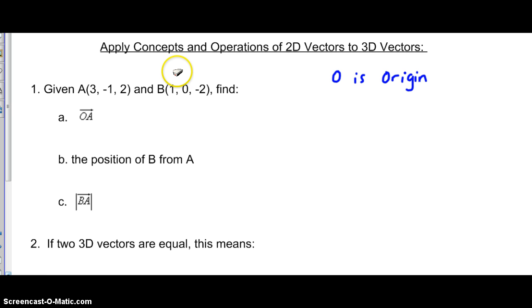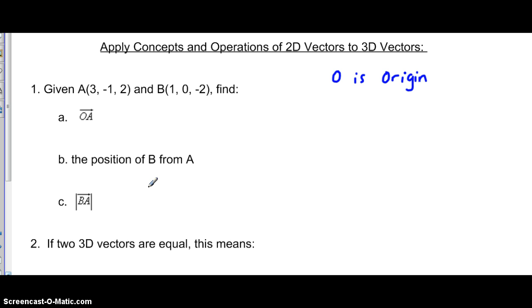Okay, so we're going to be applying several concepts and operations of 2D vectors to our three-dimensional vectors now. And remember that O is at the origin. The video is going to stop at 15 minutes, so I won't be able to finish all 8 problems. Please feel free to work through all of them afterward, and then check your answers in the second video, or if you need explanation on a certain problem, watch that part of the video.